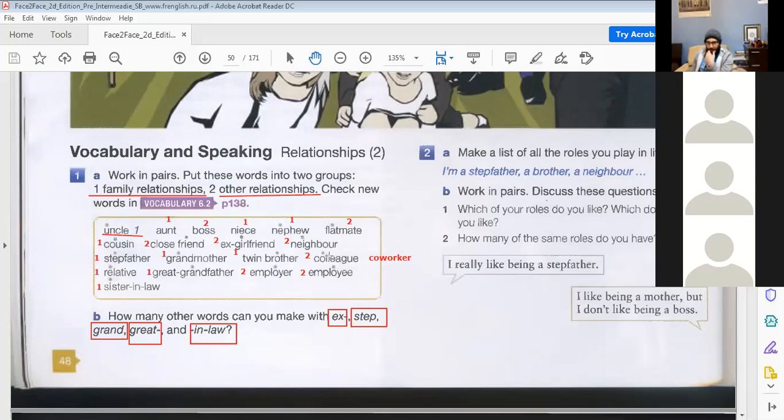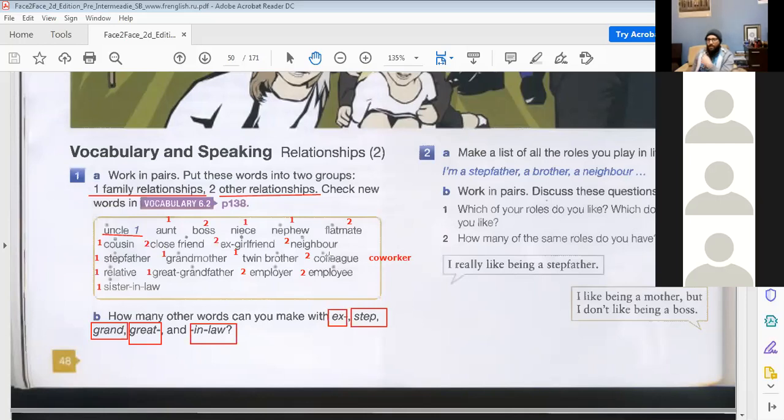Okay, we forgot step. So we have stepfather. What else do we have? Stepmother. Stepson, stepdaughter, correct? Do we have stepbrother and stepsister? Yes, we do. We have stepbrother, stepsister, correct? Do we have stepuncle or stepaunt?